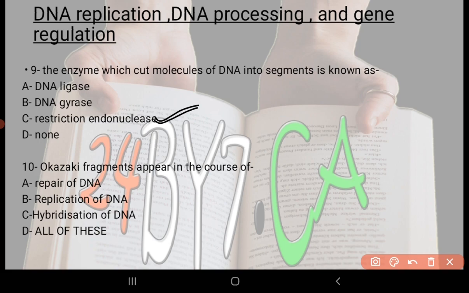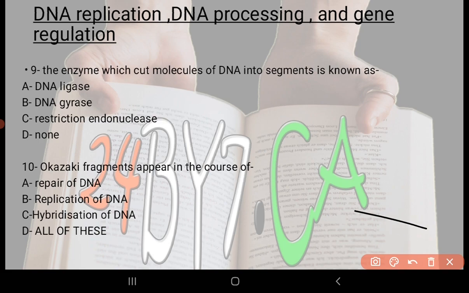Okay, next question. Okazaki fragments appear in the course of A. repair of DNA, B. replication of DNA, C. hybridization of DNA, or D. all of these. So the right answer is option B, replication of DNA. The Okazaki fragments appear in the course of replication of DNA.